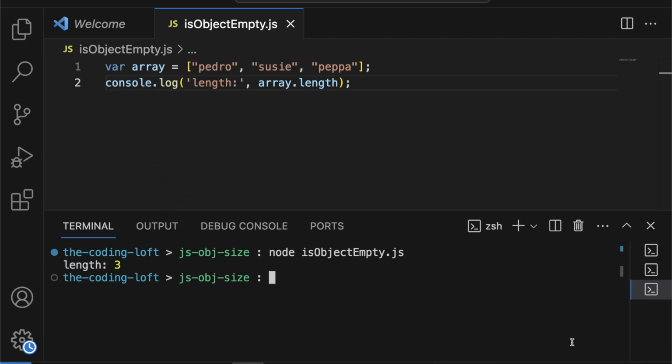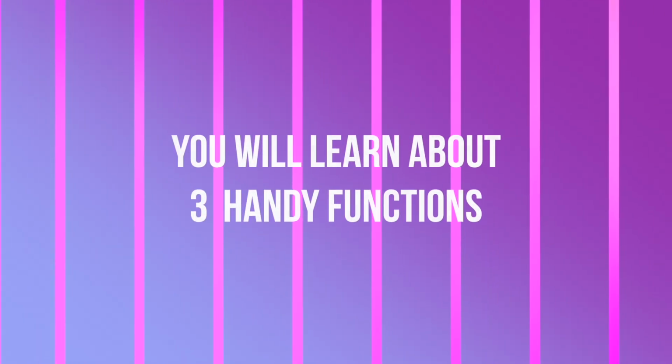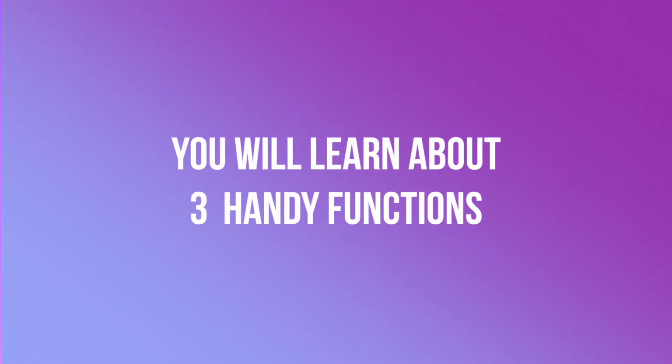In case you want to find out how many properties and/or methods are inside an object, you gotta get a little creative. So today you will learn about 3 handy functions that can give you the size of an object. The first one lets you check if an object is empty, meaning you have no properties or methods inside.